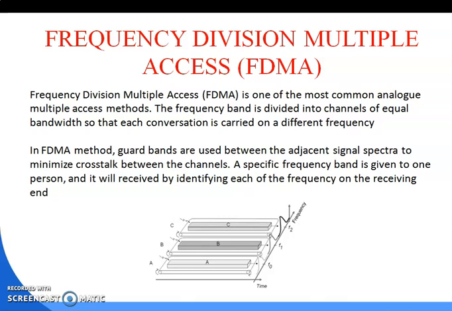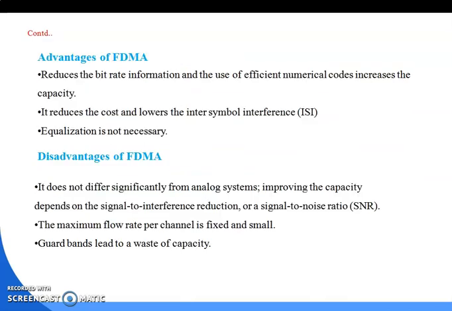Each user is allocated 2 channels, one for uplink and the other for downlink, and no other user is allocated the same channel at the same time. So this is frequency division multiple access. What are the advantages of FDMA? Reduced bit rate information and the use of efficient numerical codes increase the capacity. It reduces the cost and lowers the intersymbol interference. ISI equalization is not necessary. That is the FDMA advantage.